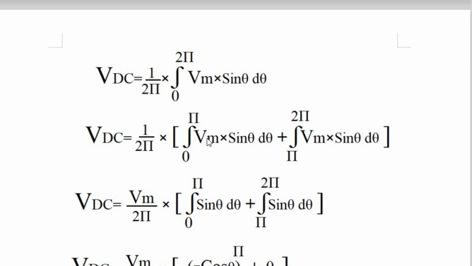Now Vm is what? Vm is the maximum voltage. So Vm is a constant, because only one point is going to attain the maximum voltage. So Vm we will take out of the integration sign and take common. So Vm divided by 2 pi into square bracket, 0 to pi sine theta d theta plus pi to 2 pi sine theta d theta.